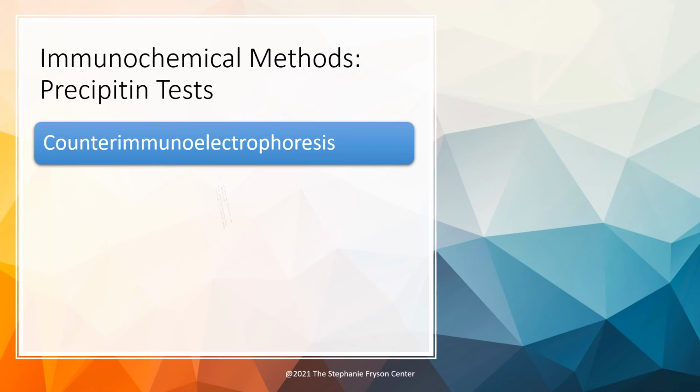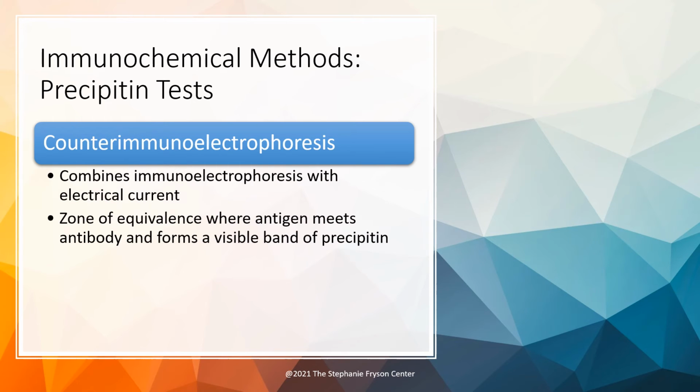So then there's counter-immunoelectrophoresis. Counter-immunoelectrophoresis combines immunoelectrophoresis with a current. So we're going to speed this electrophoresis up, and we're going to have a zone of equivalence where the antigen meets the antibody and forms the band. So we're not going to wait for it to migrate on its own. We're going to give it a little bit of motivation.